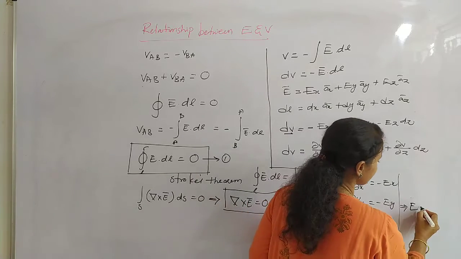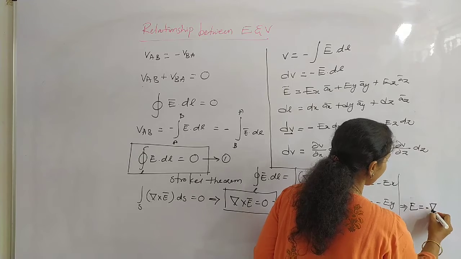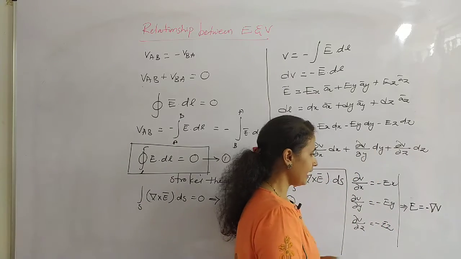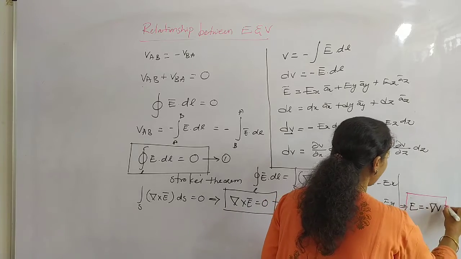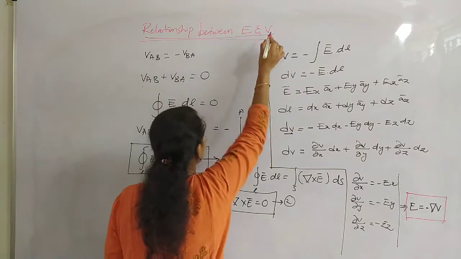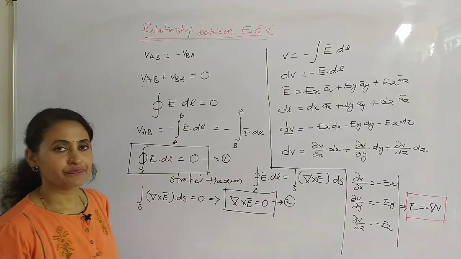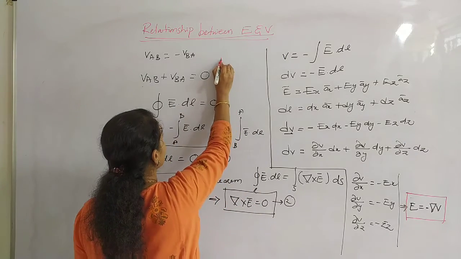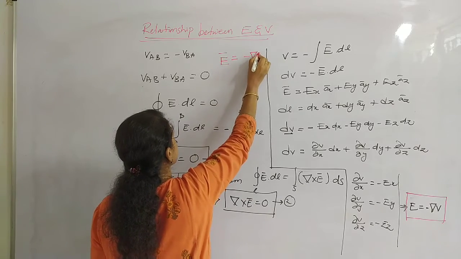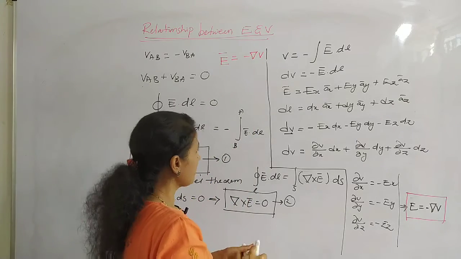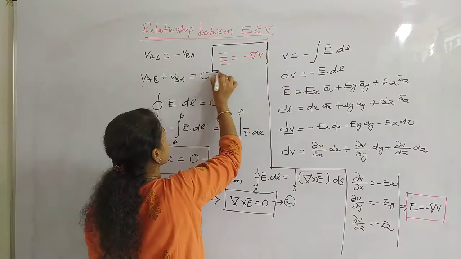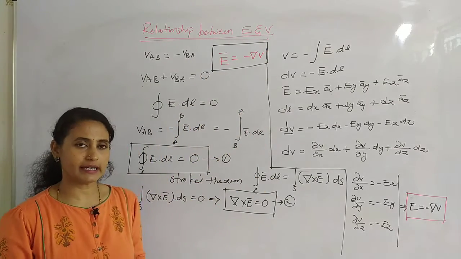Summation of all these terms, which is something that minus of gradient of V. So what is electric field? Electric field is given by minus of gradient of V. So our topic is to obtain the relationship between E and V. So what we obtain is E bar equal to minus gradient of V. Here the minus sign indicates that E bar is given by minus del into V, or gradient of V.